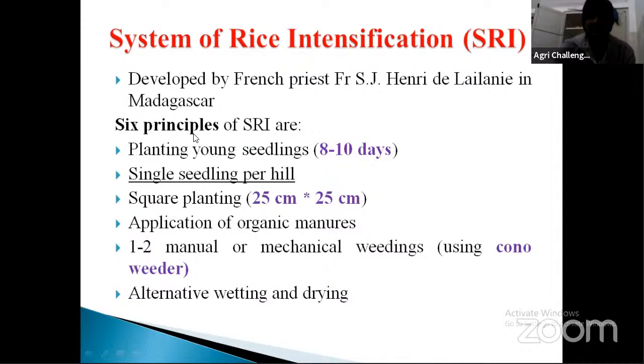SRA mainly consists of 6 principles. Farmers grow the SRA based on these 6 principles. First one is planting young seedlings at the age of 8 to 10 days.